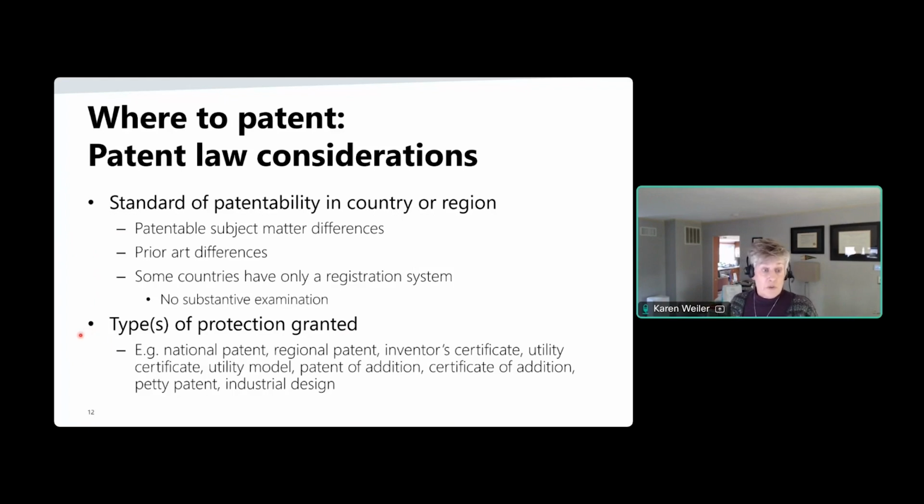So regarding the types of protection granted, the US grants patents, those three types we talked about. I've mentioned national patents and regional patents, but there's also inventor's certificates, utility models, patent of addition, certificate of addition, petty patent, industrial design, and that's just a few of them. So there can be many options in each country. So you may say, I want patent protection or I want intellectual property protection in country X. Well, you may have a choice of different types of intellectual property protection.